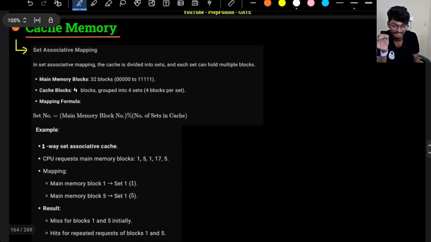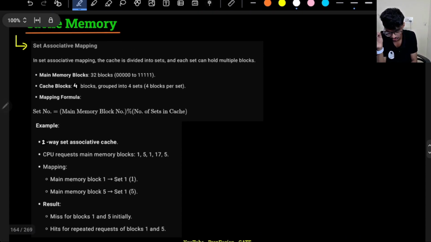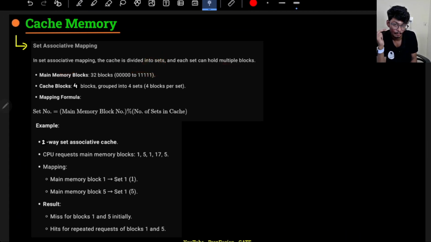Okay, now let's understand set associative mapping. What happens in set associative mapping? In set associative mapping, the cache is divided into sets and each set can hold multiple blocks. That means each set has multiple blocks in it. So let's take an example where my memory has 32 blocks and my cache has 4 sets, with 4 blocks grouped into each set.